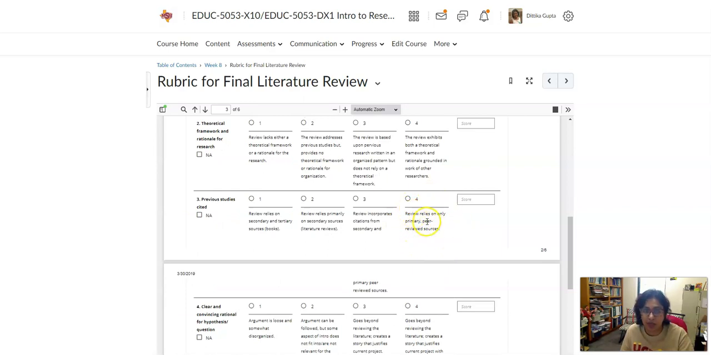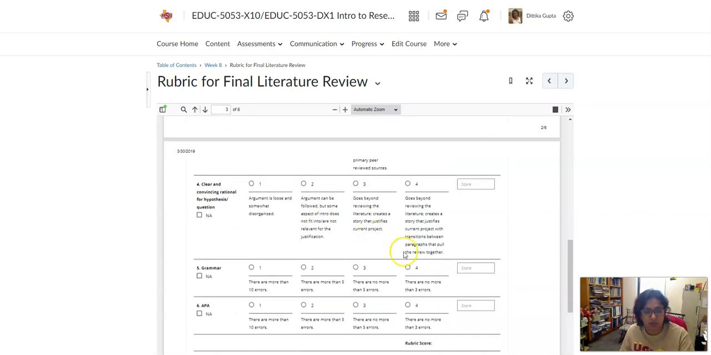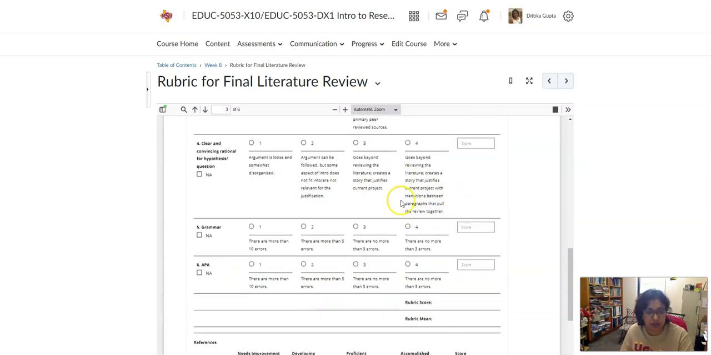Peer-reviewed articles primarily. So if you have too many websites, books, it actually falls under secondary and primary sources. And then transitions between the paragraphs, they pull the review together. So those are the things to look at.